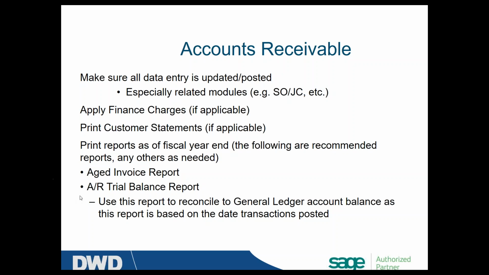We have an aged invoice report. We have an AR trial balance report. Again, the aged invoice report is related to the date of the invoice. The AR trial balance report is related to the general ledger posting date that had occurred when you updated those transactions.